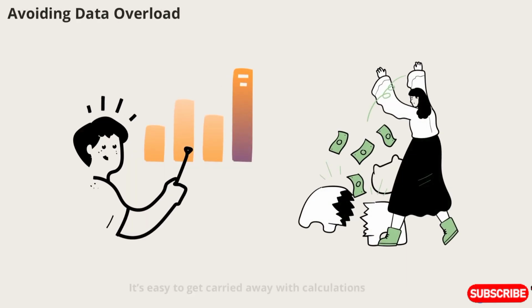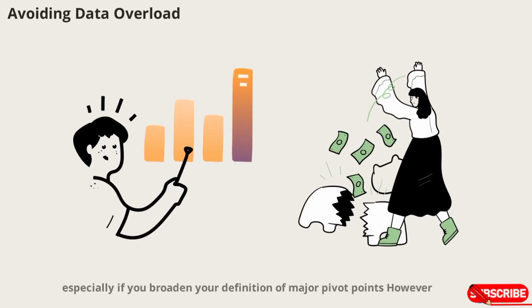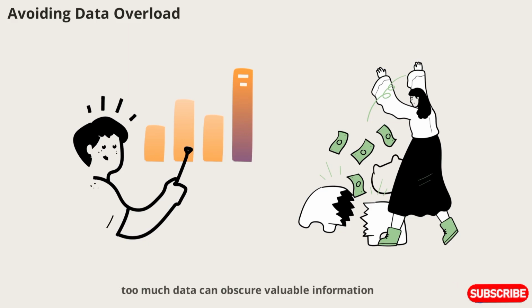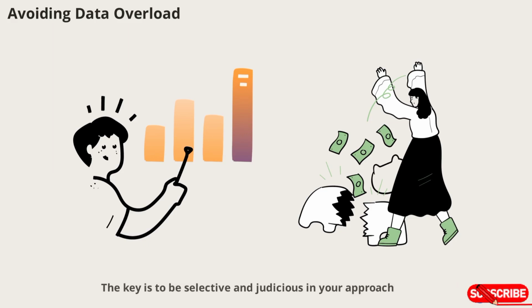It's easy to get carried away with calculations, especially if you broaden your definition of major pivot points. However, too much data can obscure valuable information. The key is to be selective and judicious in your approach. Focus on the most significant levels and avoid cluttering your charts or spreadsheets with excessive numbers. This discipline ensures that your analysis remains clear and actionable, rather than overwhelming and confusing.